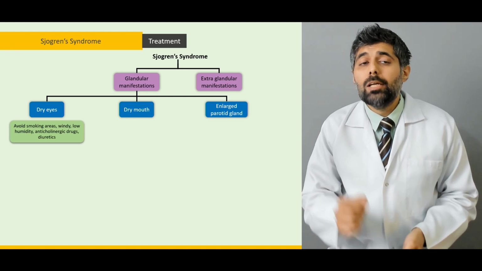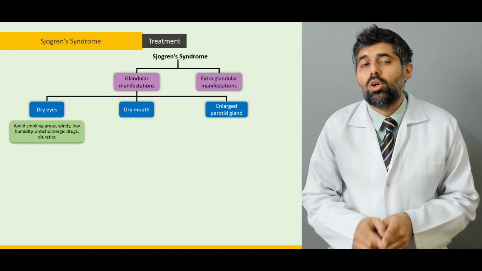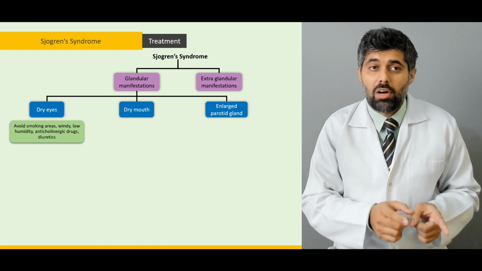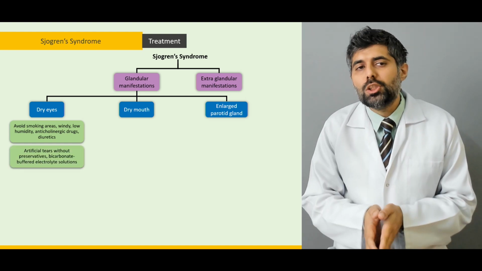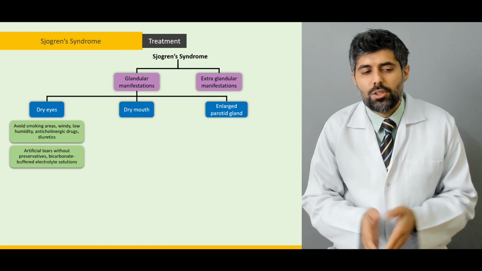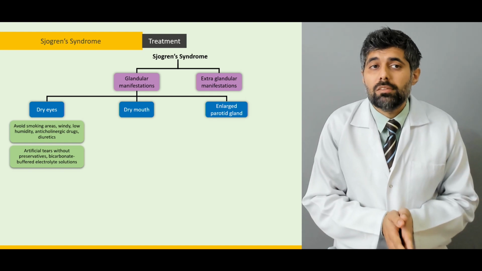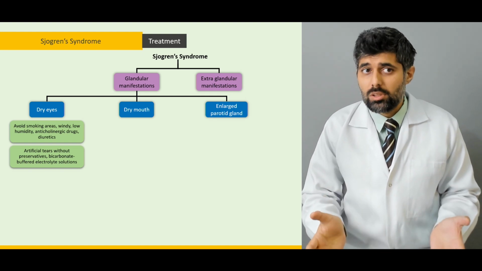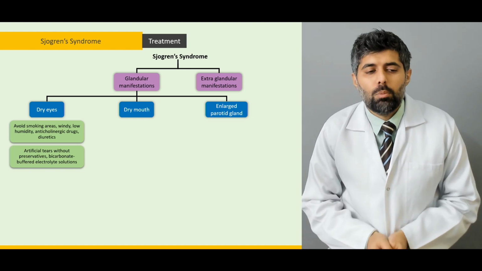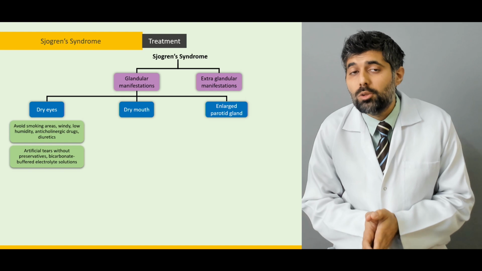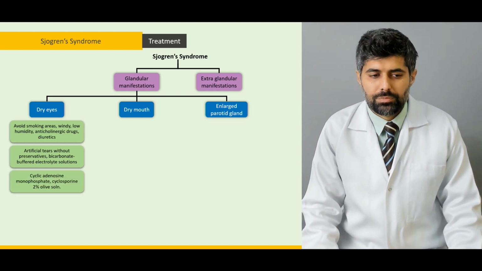avoid any anticholinergic and diuretic medicine, as they all cause side effects of dry eyes. Now, as for the local stimulation, we advise the patient artificial tears without preservatives, such as methyl cellulose artificial tears. Sometimes we even give bicarbonate buffered electrolyte solutions, which can act as artificial tears.